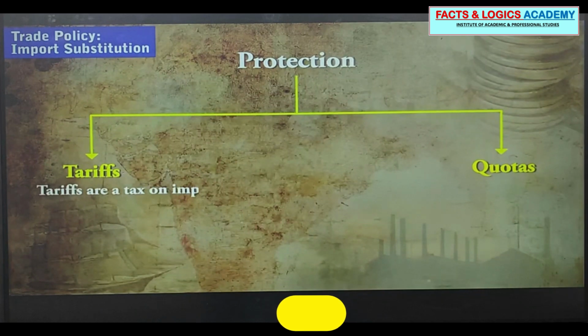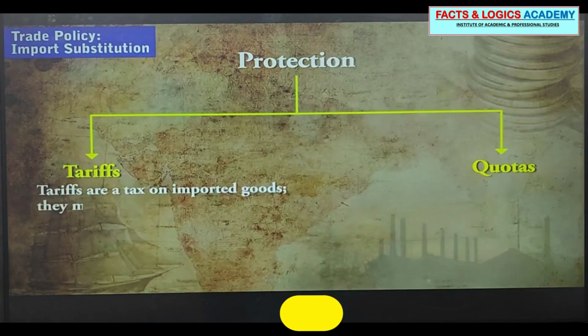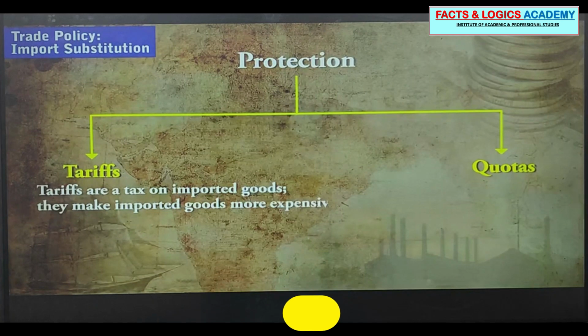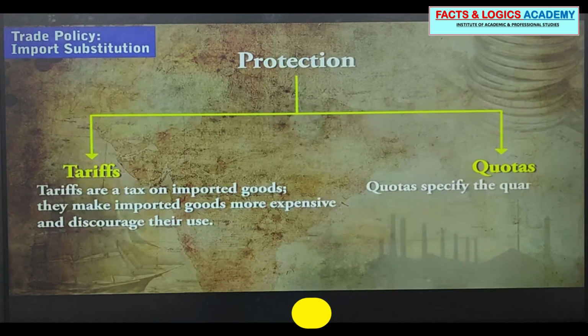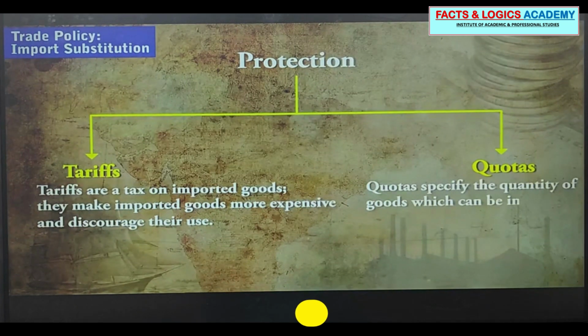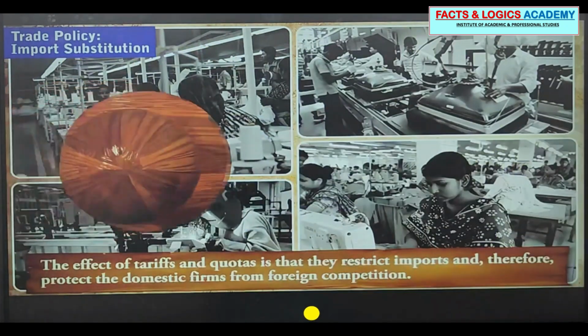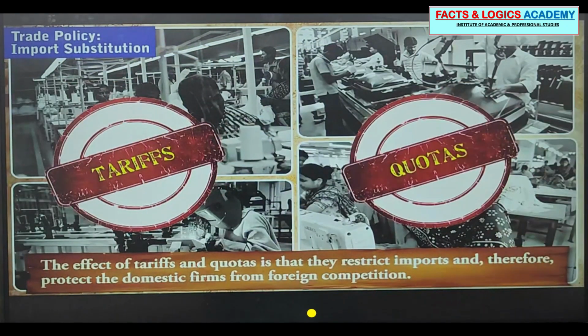Tariffs are a tax on imported goods. They make imported goods more expensive and discourage their use. Quotas specify the quantity of goods which can be imported. The effect of tariffs and quotas is that they restrict imports and therefore protect the domestic firms from foreign competition.